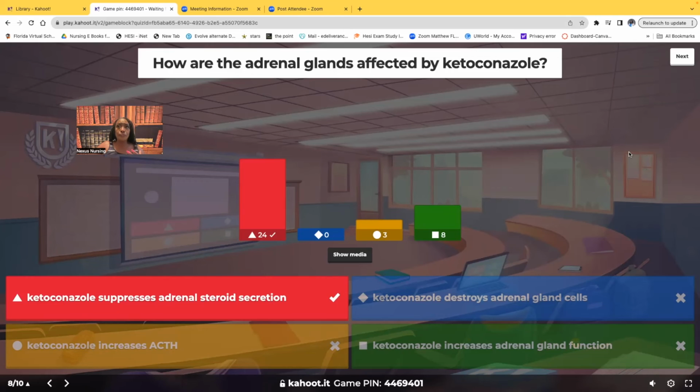Now, an adverse effect of this medication is that it suppresses adrenal steroid secretion. The good news is that once this medication is discontinued, the actions reverse. So the adrenal glands will start working normally again. If it was working normally from before, it'll start secreting the adrenal hormones once the medication's been discontinued. But while that patient's on the medication, an adverse effect is that the adrenal steroid secretion will be reduced or suppressed.